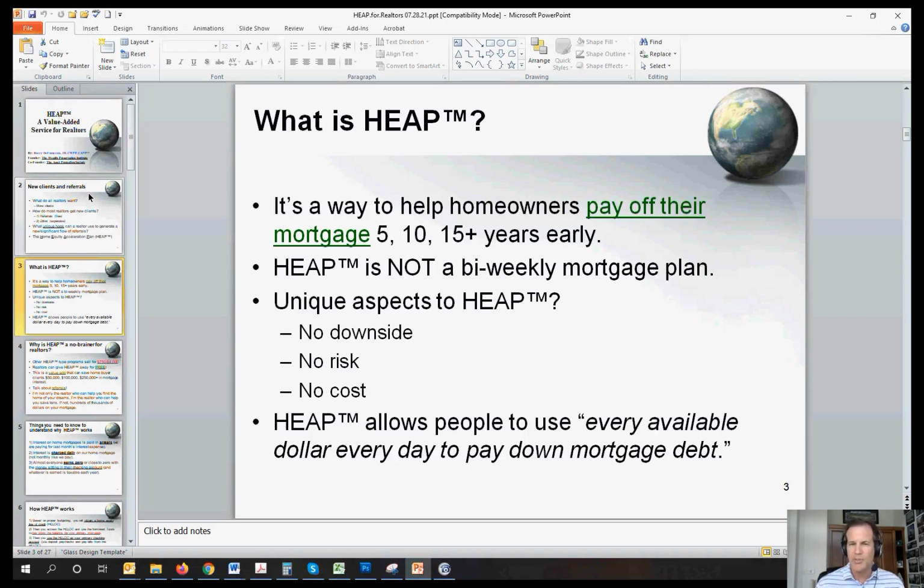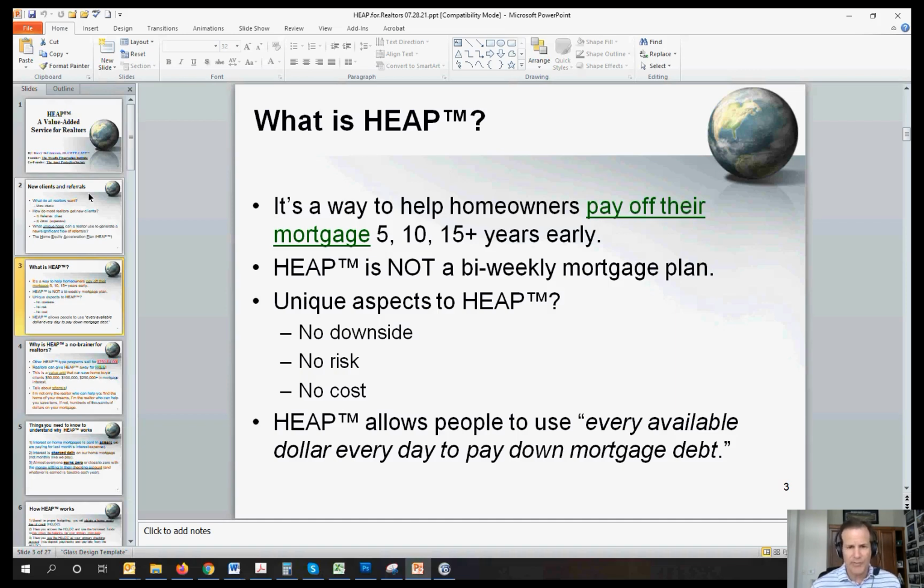And so sort of the sales pitch with HEAP, when you're talking about it with potential clients, is, look, it's a way to pay off your mortgage. It's not biweekly. It has no downside, no risk, and no cost if you get it from me. We'll talk about cost in a little bit later. So HEAP really allows people, and the tagline I like to use is, it helps people use every available dollar every day to pay down mortgage debt.